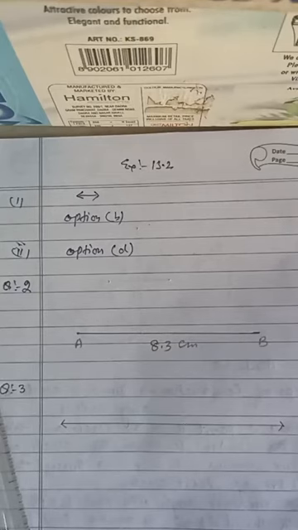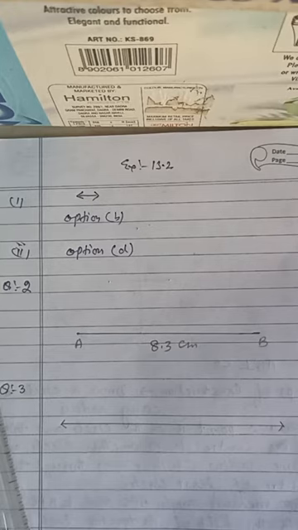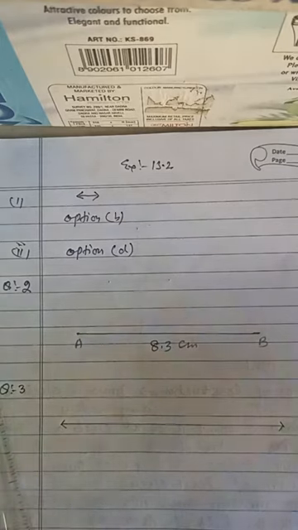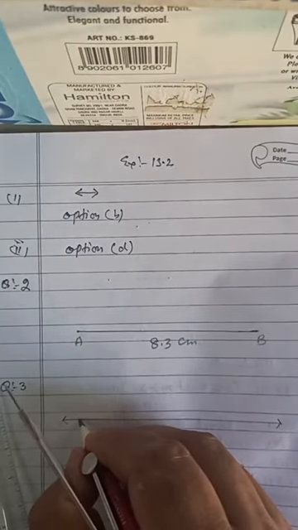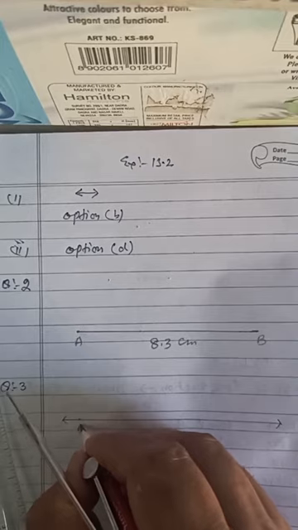In this video, I will do question number 3 of exercise 13.2. Question number 3 is: construct the two line segments of 4.9 cm and 7.7 cm using ruler and compass only. So what we will do? We will draw a long line with the help of a scale, and then we will take a point on the line. Let this point be A.